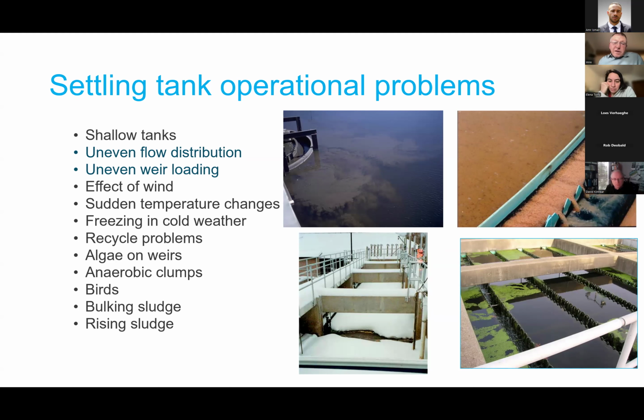The last two are interesting. Bulking sludge, when the SVI is pretty high and the sludge is not going to compact at all, and you have 300-400 milliliters per gram of sludge. That can be simulated by adjusting those parameters that Elena will talk about in the settling model.